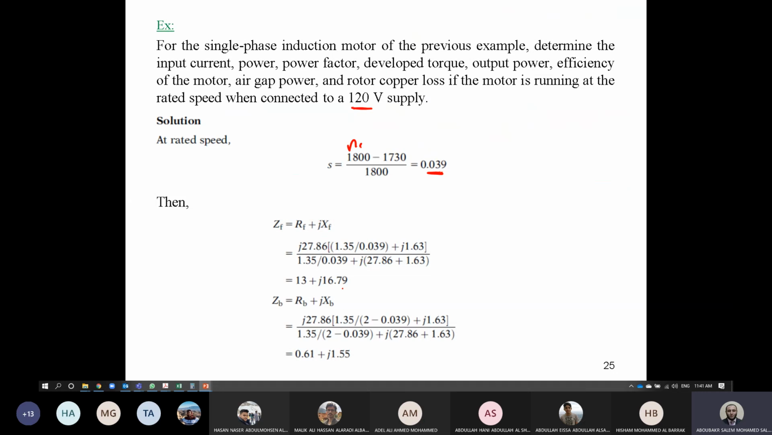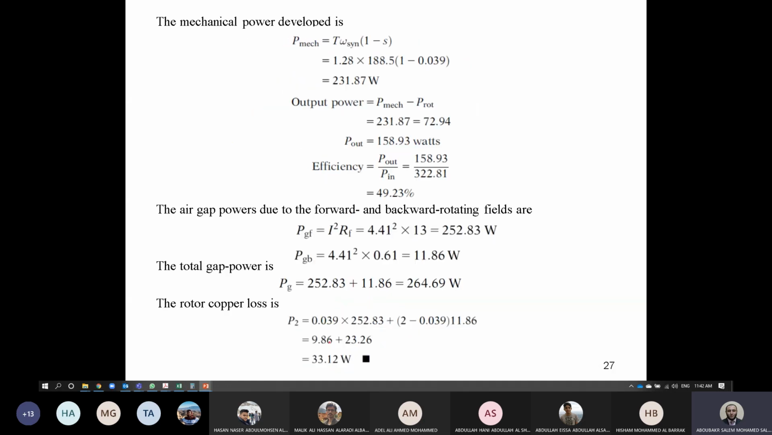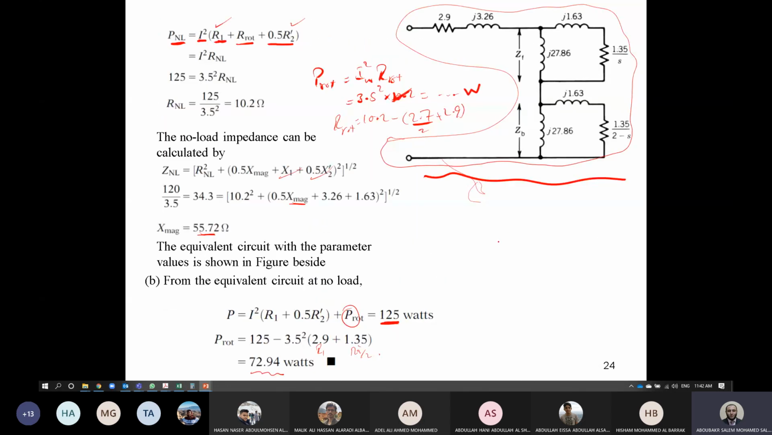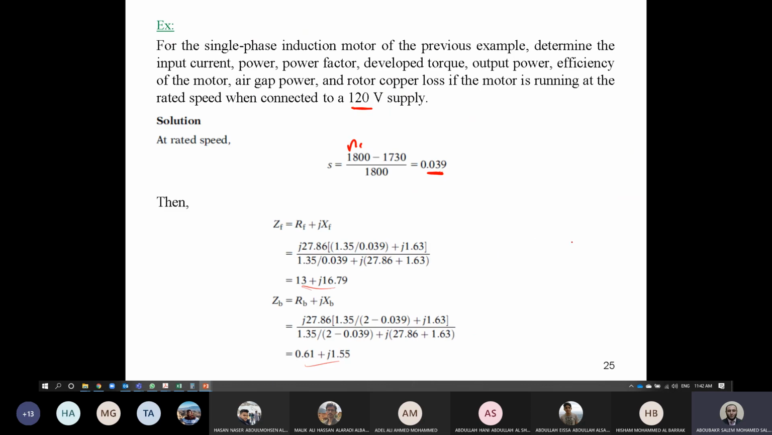After getting ZF and ZB, so this is Z forward and this is Z backward, we can substitute in the equations or the equivalent circuit of the machine. Even if you don't like to plot it here, if you would like to plot, you can just add the impedance of the stator, which is 2.9 + j3.26, and here you have Z forward and Z backward. Sorry, this line is not here. So this is the equivalent circuit now.